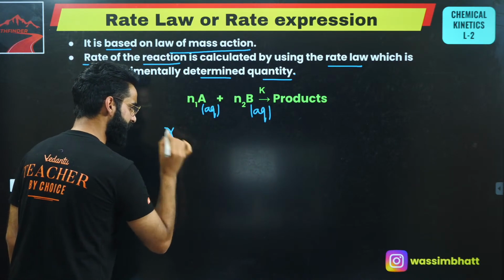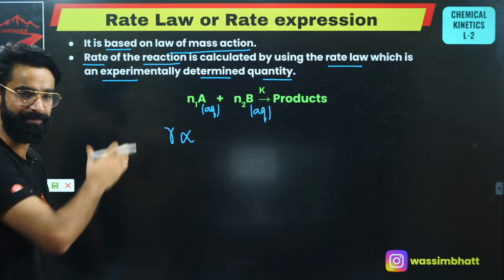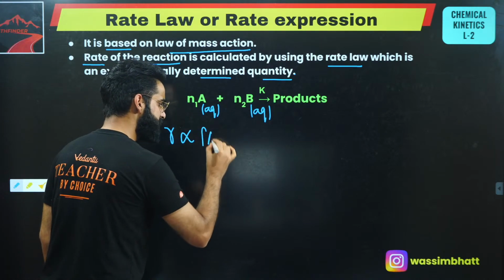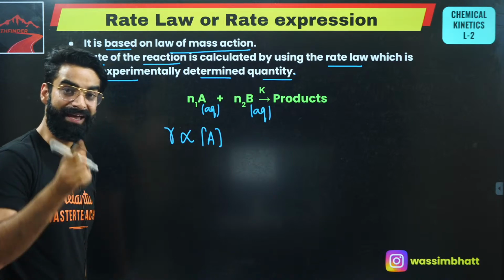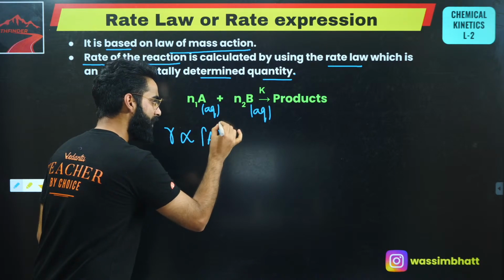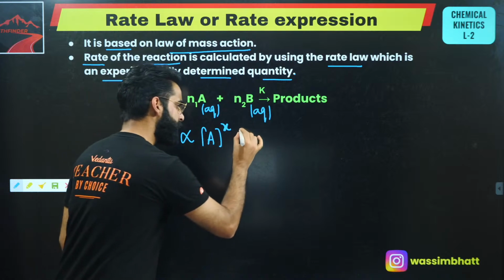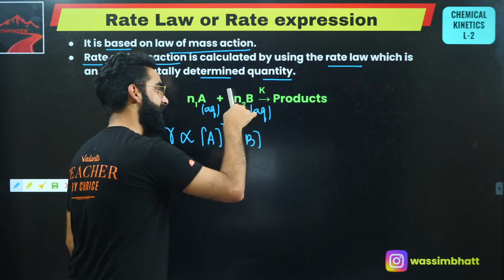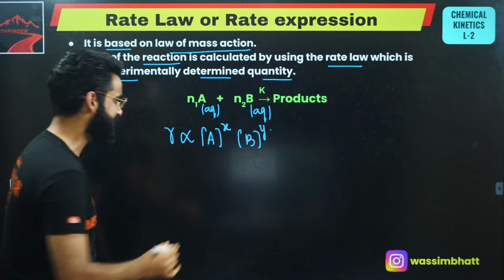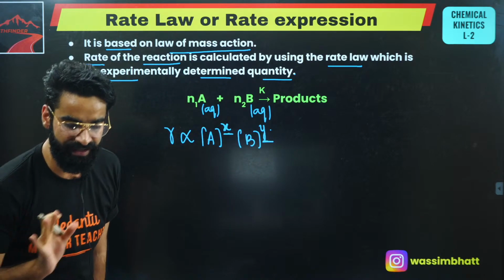How will I write the rate law for this reaction? I'll simply say the rate of the reaction is directly proportional to, the way I used to write law of mass action, in the same way I'll write the rate law: the concentration of A. In law of mass action I used to write the power as N1, but in the rate law I won't write the power as N1, I'll write the power as X. Similarly, multiplied by the concentration of B. In law of mass action I used to write N2 as the power, but here I'll use the power Y.